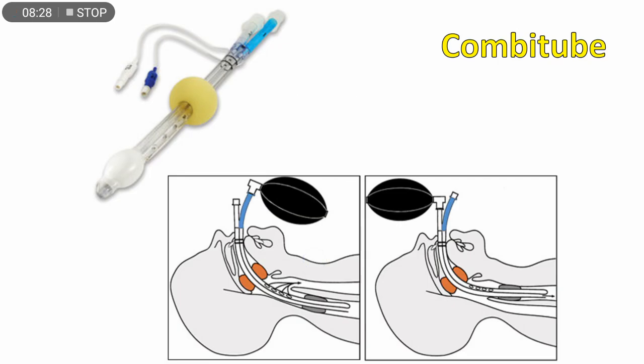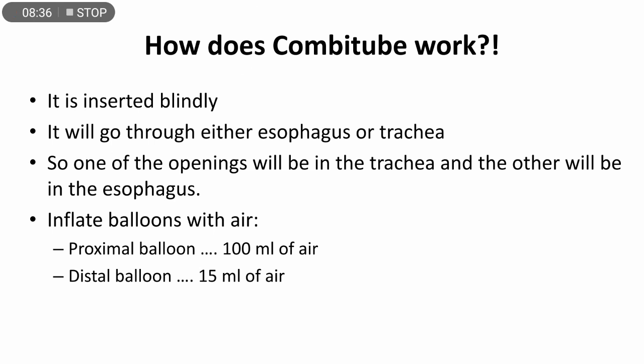This is the Combitube, and it has a double lumen tube. Once it is inserted, it can cover both the trachea and the esophagus. How does it work? It is inserted blindly. It will go through either the esophagus or the trachea, so one of the openings will be in the trachea and the other one will be in the esophagus.